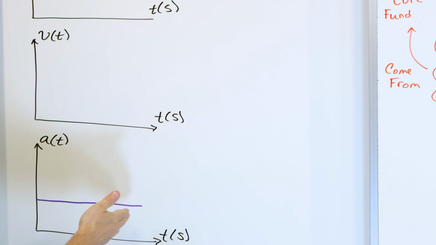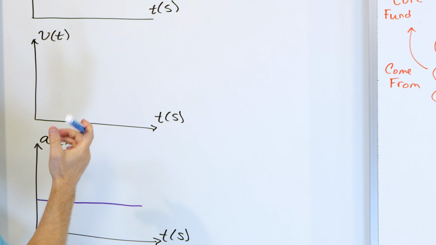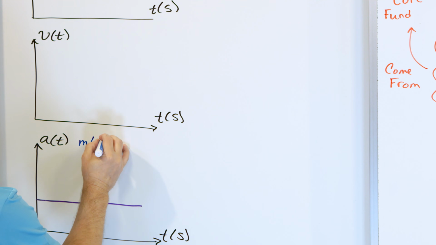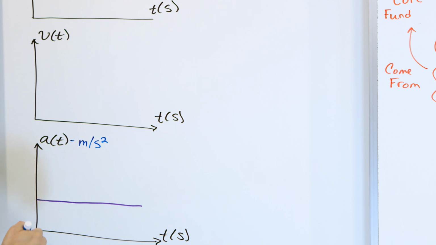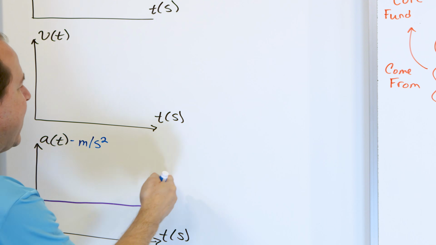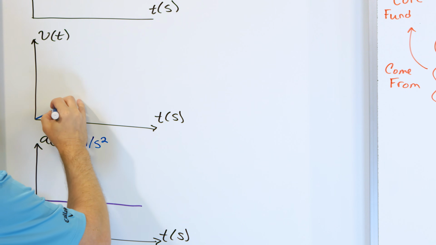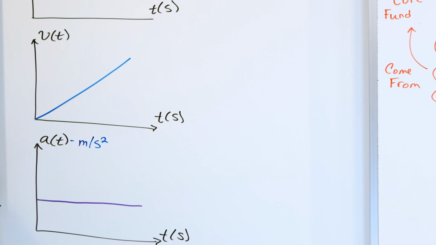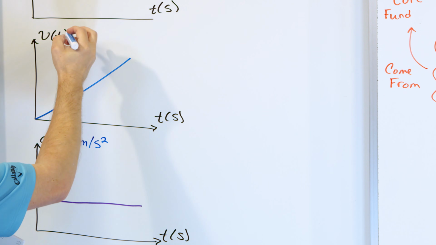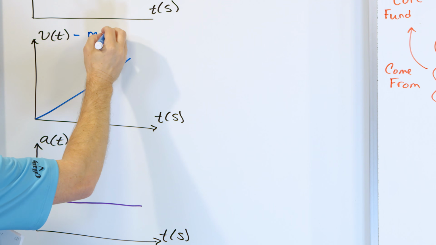It means every second that goes by, I'm gaining the same amount of velocity, because the units here are meters per second squared, meters per second. So every second that goes by, I'm gaining the same amount of velocity, the same amount every second. So that means the velocity curve is actually going to look like a straight line with some slope to it, like this, right? And the units of velocity are meters per second, of course.